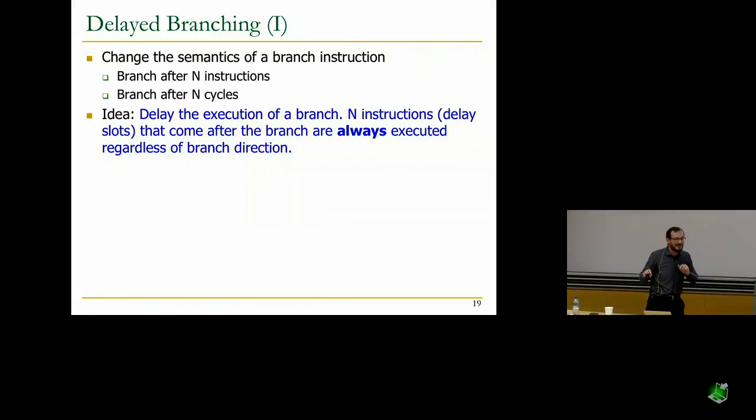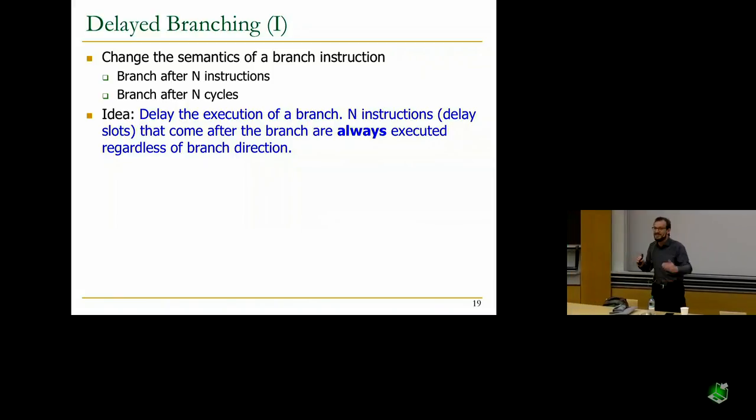We've changed the semantics now. Branch doesn't take effect right now, branch takes effect after n instructions. And if your branch is resolved by then, no problem, right? You're done. You filled the pipeline with those n instructions, yes?